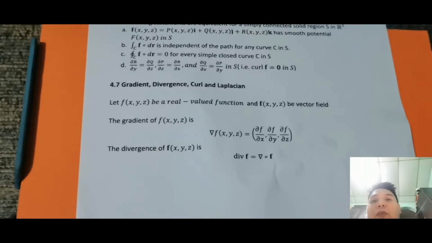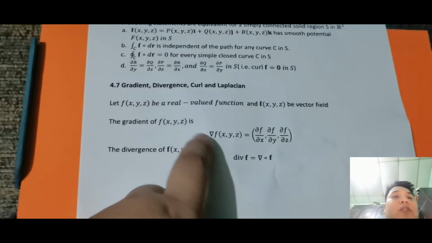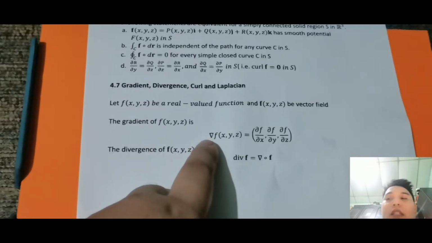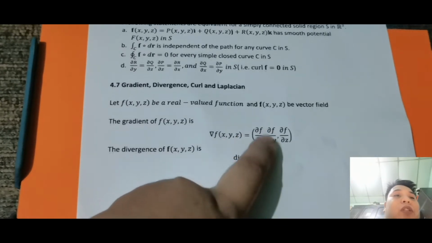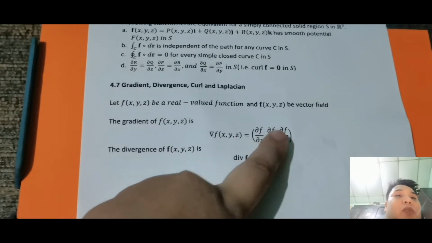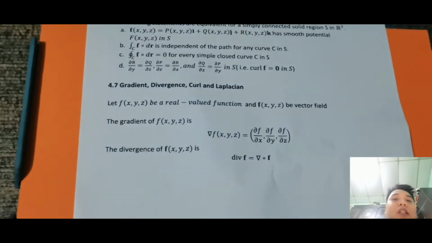So the gradient of f of x, y, z is given by, alam natin pag siya yung real valued function, that is simply the gradient is just equal sa partial derivative of f with respect sa x, partial derivative of f with respect sa y, then partial derivative of f with respect sa z. So ayun ang gradient ng f. So note that gradient is only applicable for a real valued function.